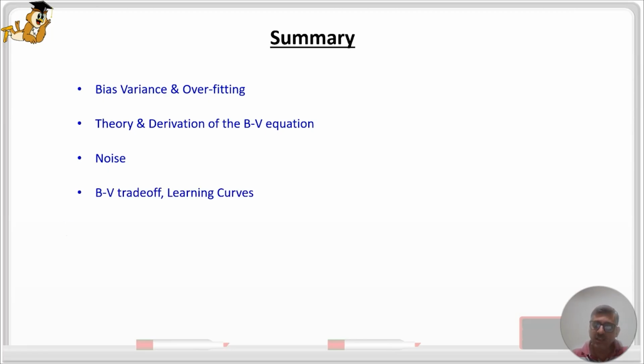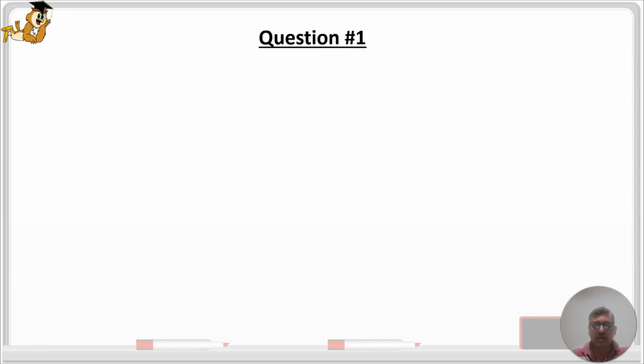We looked at the BV trade-off. We saw how the bias variance curves look like. We saw that minimum Eout is going to be obtained somewhere in the middle. And we also looked at the learning curves, which were the curves of Eout and Ein versus N as opposed to model complexity. That brings us to the end of this lecture.